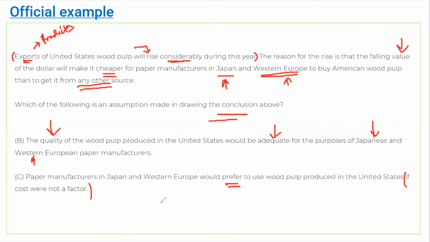So if cost is not a factor, according to C, these buyers would actually prefer to use the wood pulp produced in the US. Now that really sounds good, right? If you prefer to buy something from me, you're most likely going to buy that. Seems like both options are giving me reasons for these two markets to buy the product from US. But then, which one is the correct choice? Which one is the necessary condition that must happen for the exports to rise? It really comes down to two words, guys: adequate vis-a-vis prefer.